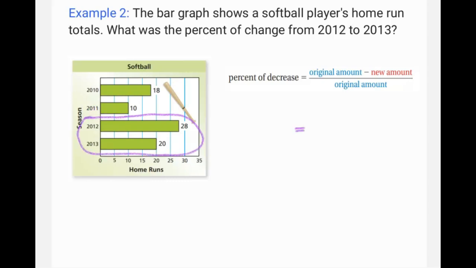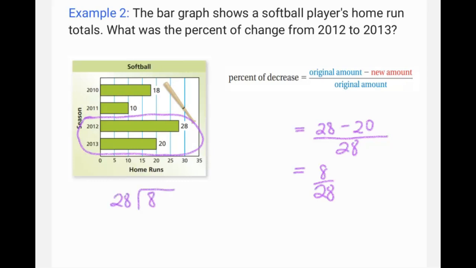In 2012, that's the original, so that's going to give us 28 minus, and then 2013 is 20, so we had a decrease in the number. And then down here on the bottom, this is the original, which is 28. So if we simplify that, 28 minus 20 gives us 8 over 28. And then again, we're going to have to divide it out to find out what our number comes out to be. So 8 inside, 28 on the outside.